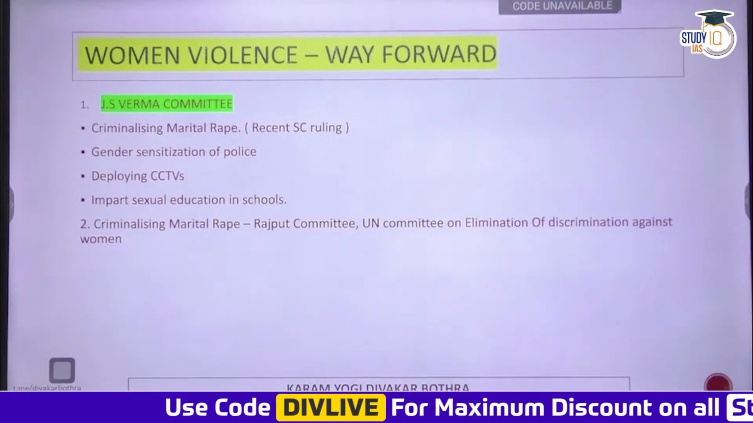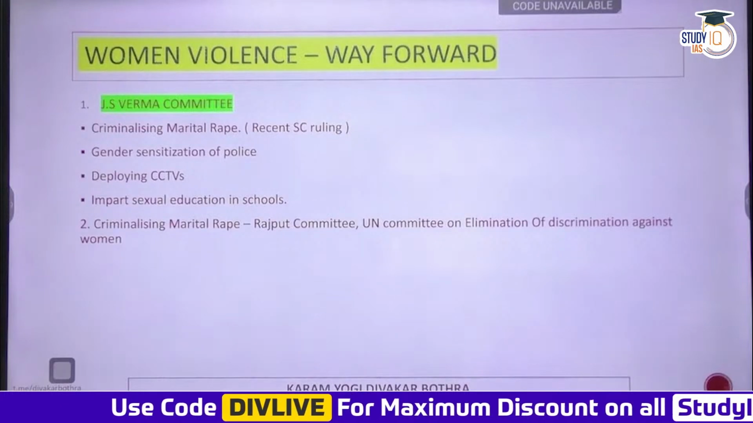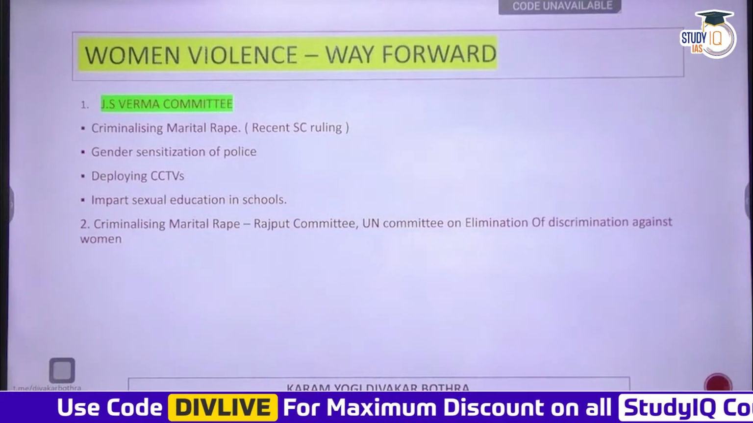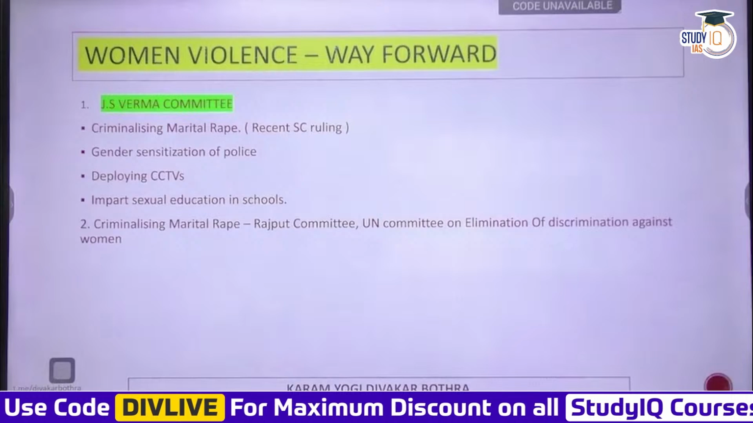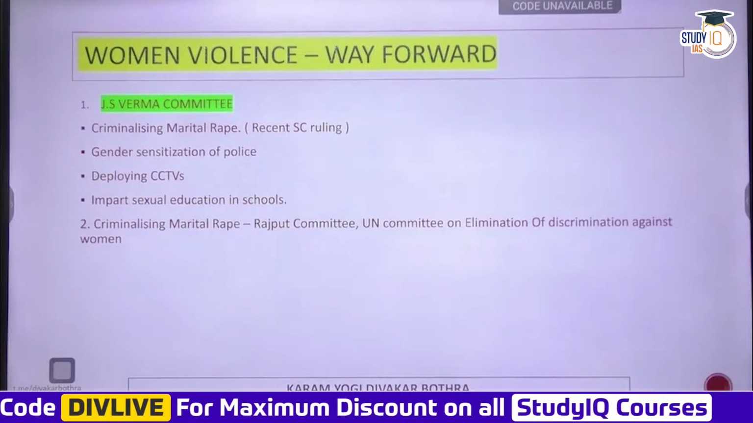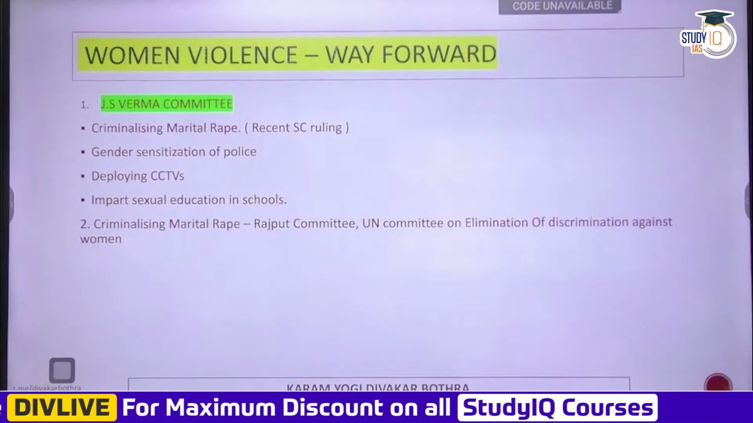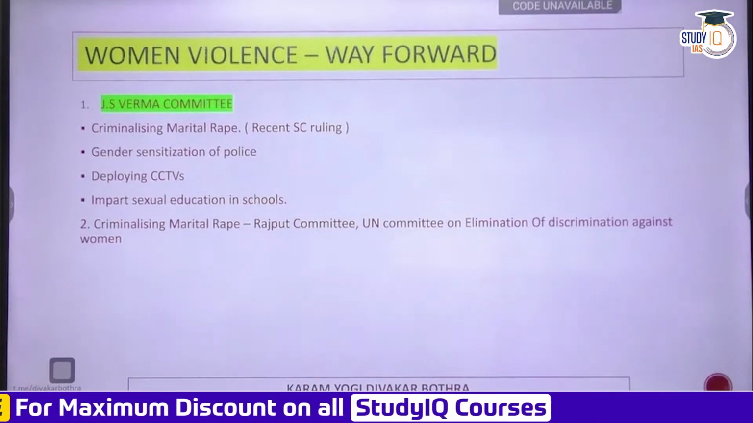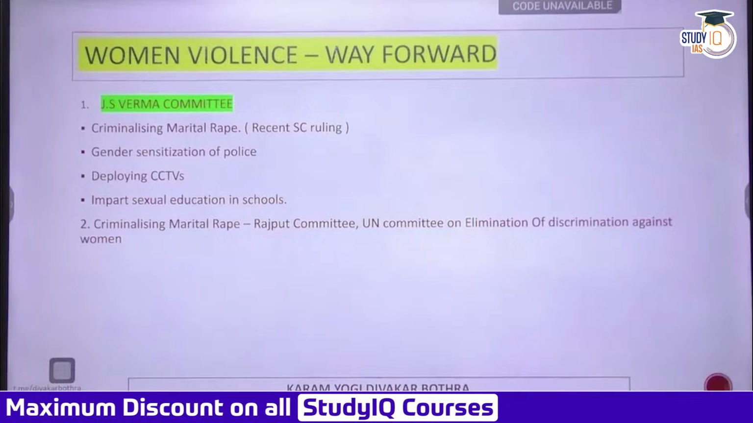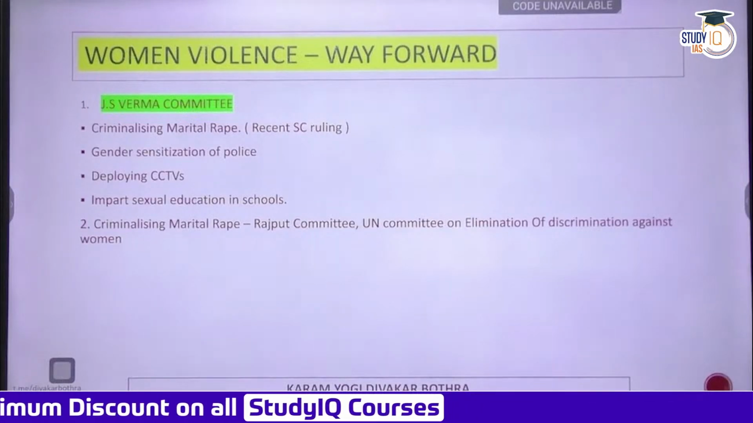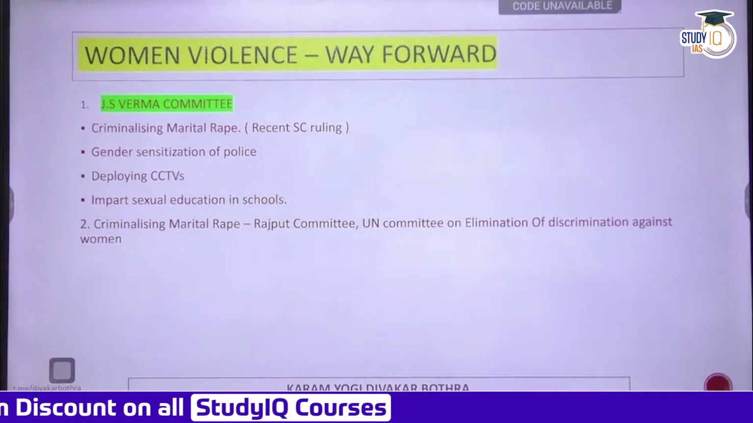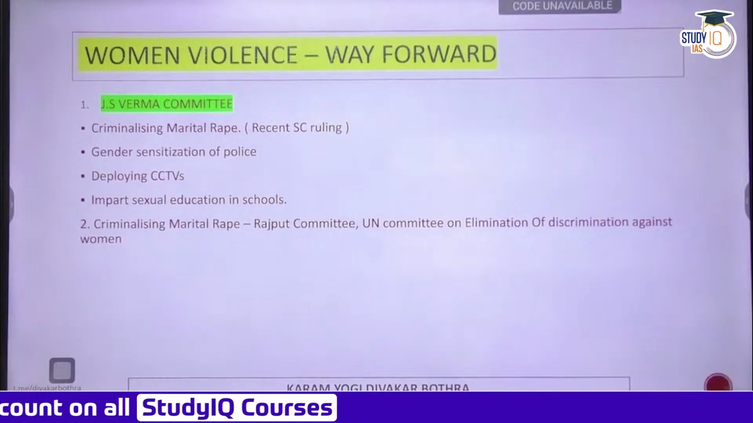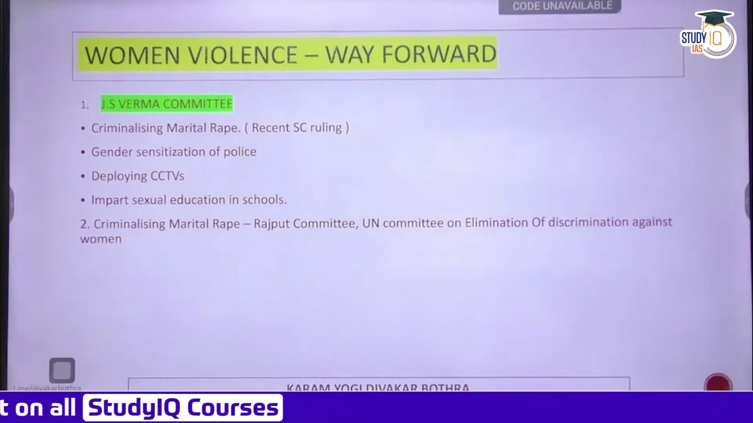Gender sensitization of police should take place. CCTV vigilance should be there. Impart sexual education in schools. These are the measures suggested by the J.S. Verma Committee in order to tackle the issue of frequent women violence in India. All these measures can be utilized to show a way forward with respect to how to reduce women violence. Coming further, criminalizing marital rape.